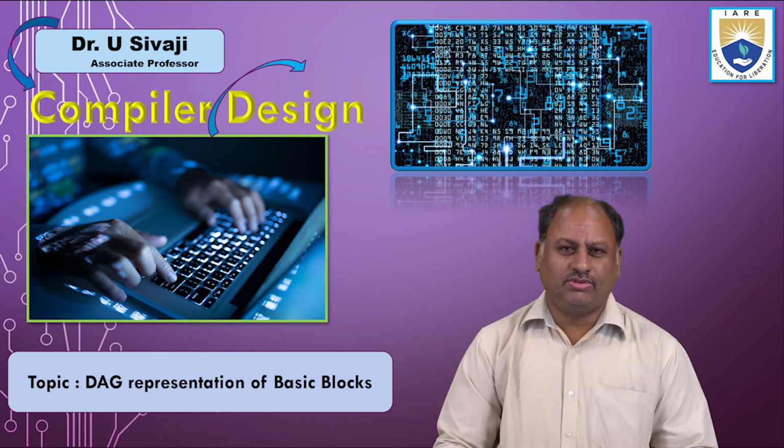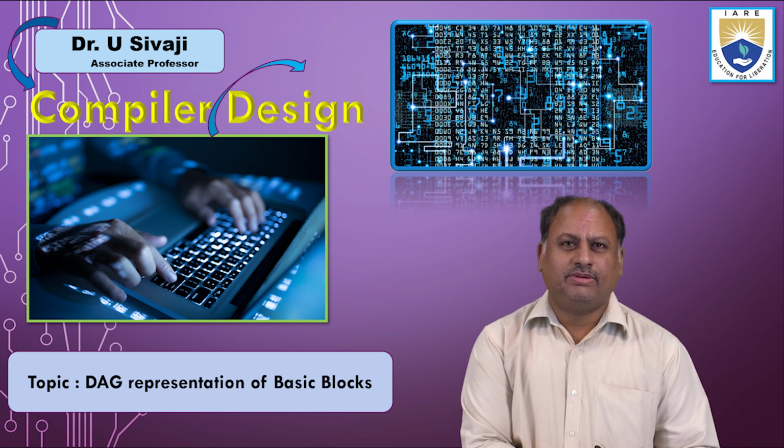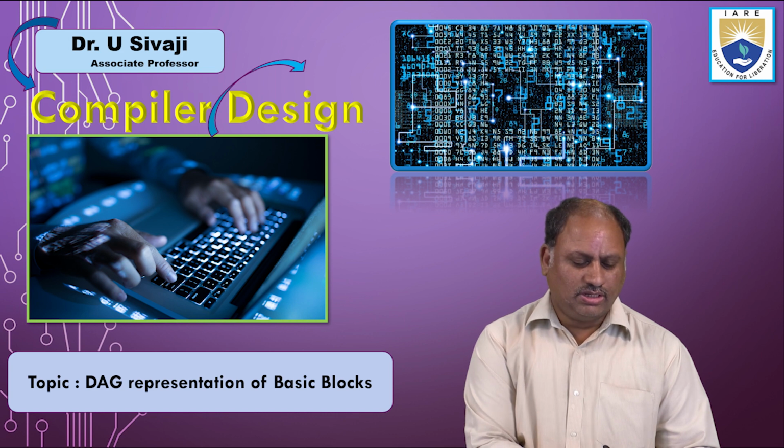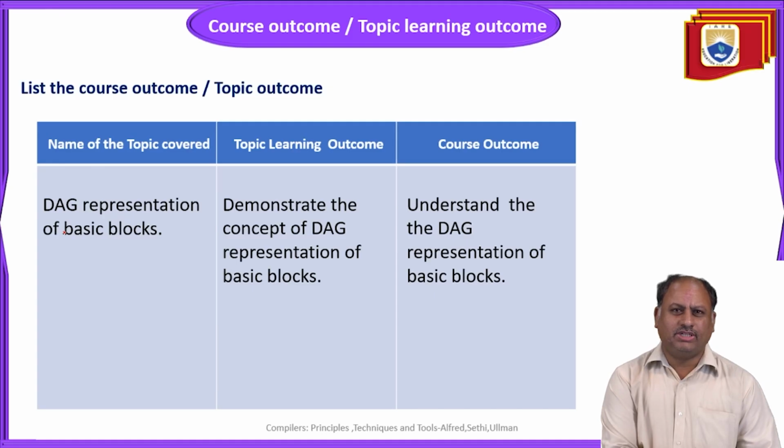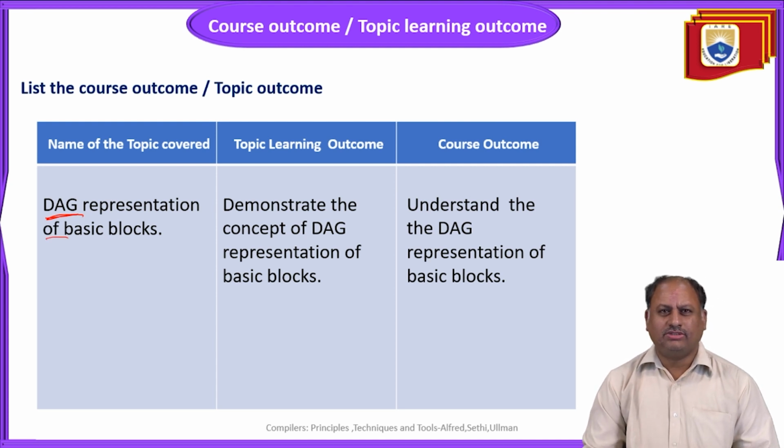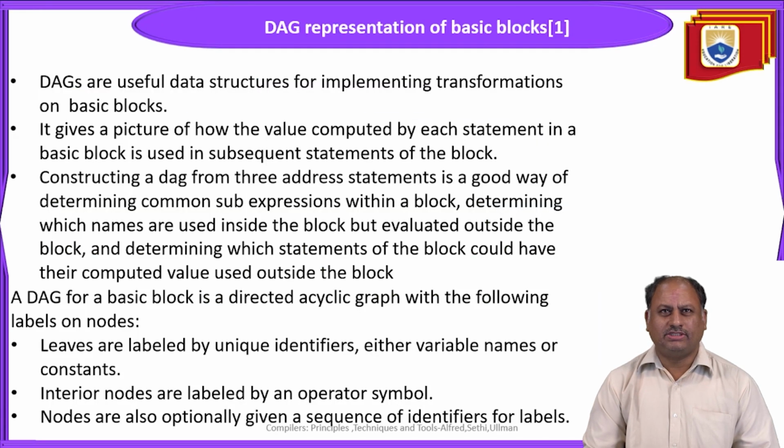Now we are going to give a brief overview about the DAG representation of basic blocks. That is one of the important phases of the compilation process, the code generation phase, where the machine code is delivered and it generates a block representation of the information. This is called a DAG representation, that is, directed acyclic graph representation. So in this lecture, we are going to give a brief demonstration about DAG representation of blocks.